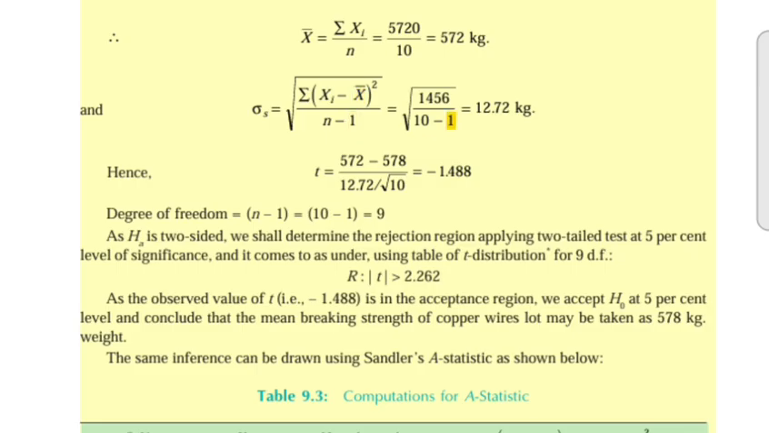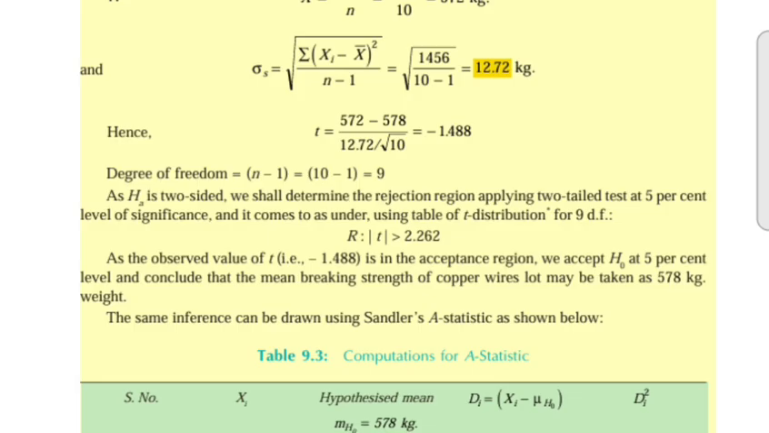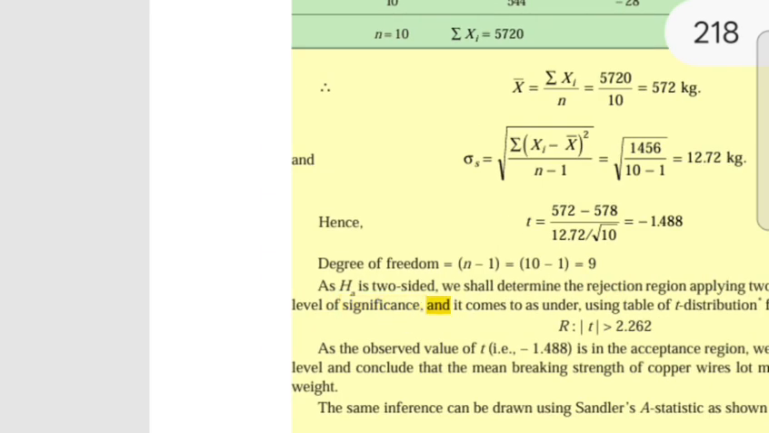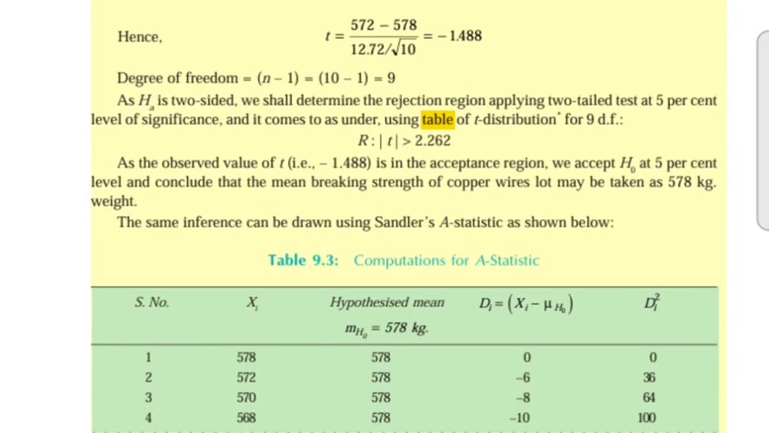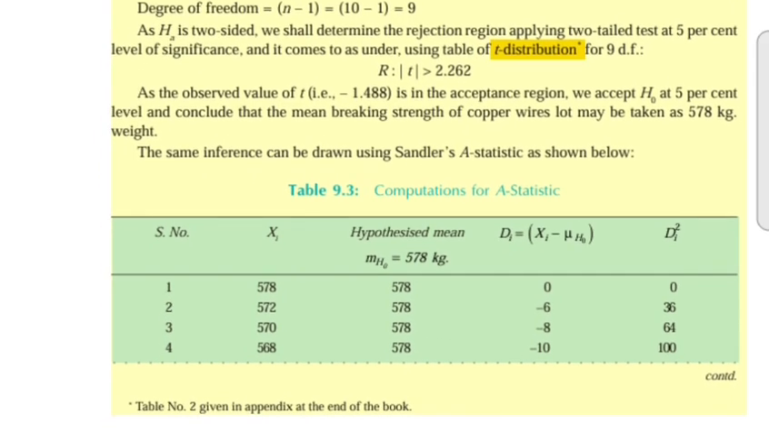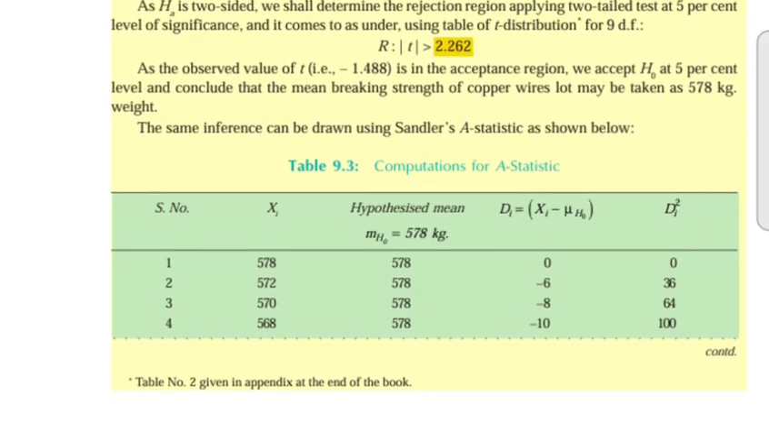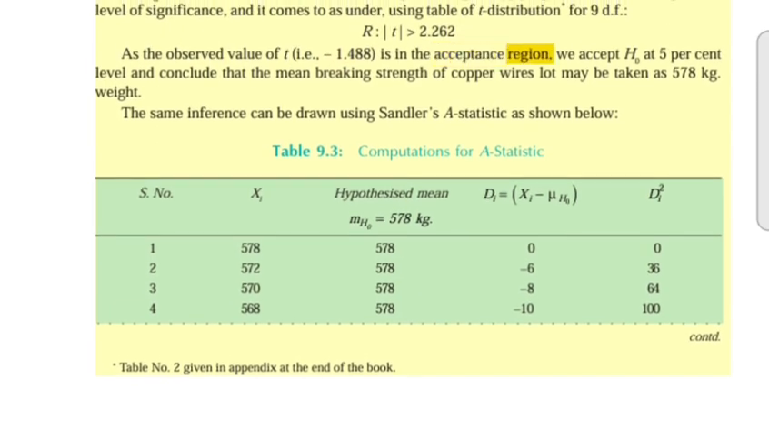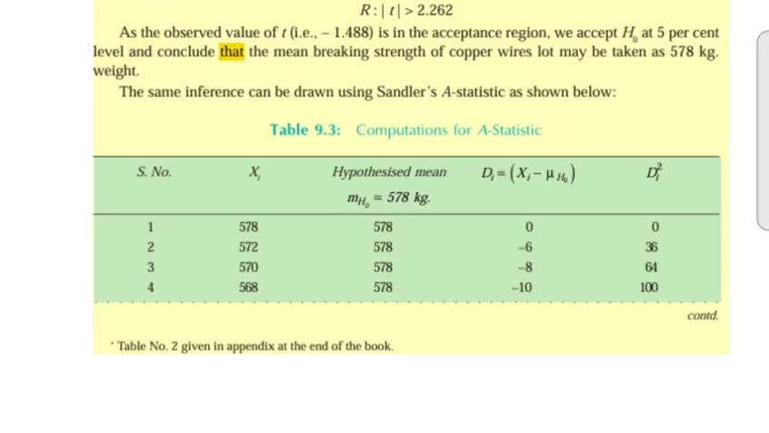Hence t equals (572 − 578) over 12.72 divided by the square root of 10, which is 1.488. Degrees of freedom equals n − 1, which is 10 − 1 = 9. As Ha is two-sided, we shall determine the rejection region applying a two-tailed test at 5% level of significance, and using the table of t distribution for 9 d.f., it comes to R: |t| > 2.262. The observed value of t, i.e., 1.488, is in the acceptance region. We accept H0 at 5% level and conclude that the mean breaking strength of the copper wires lot may be taken as 578 kg weight.